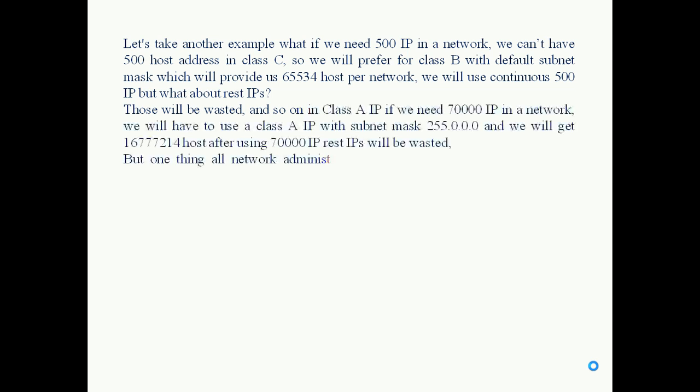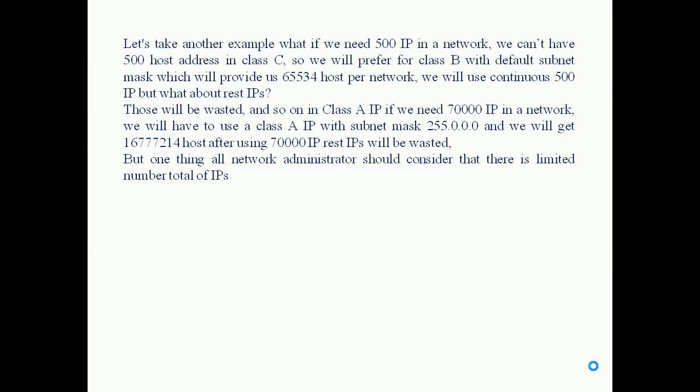And so on in class A. If we need 70,000 IP addresses in a network, we will have to use a class A IP address, which will provide us 16,777,214 hosts. And after using 70,000 IP addresses from this range, all the rest of the IP addresses will be wasted.